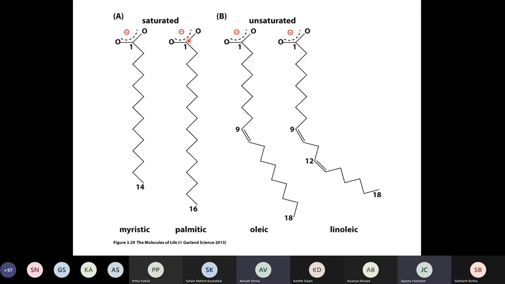See, if you look into the structure of, let's say, this palmitic acid, the way it is drawn, it's in a staggered conformation. Do you know what a staggered and an eclipsed conformation is?